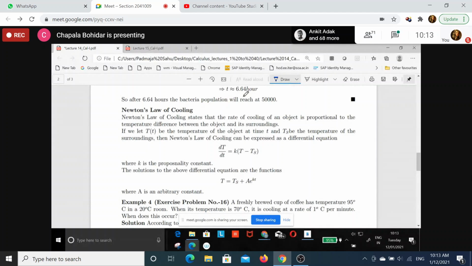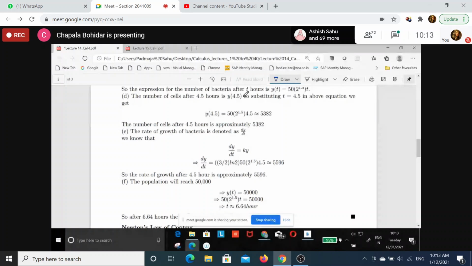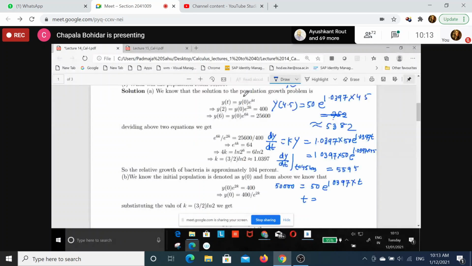T is equal to 6.64 hours. So all of you are clear how to solve your problems for the bacteria growth or population growth, whatever it may be? All of you are clear here?